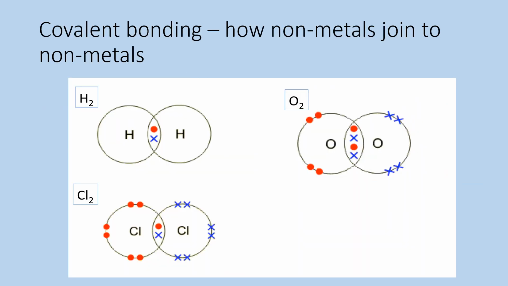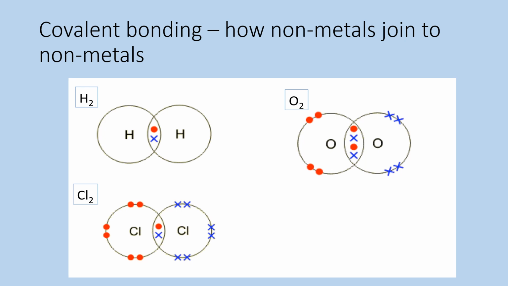The next type of bonding we're looking at is covalent bonding, which is a bonding between non-metals only. So it can be two or more non-metals joined together to get a full outer shell configuration of 8 electrons. And it's quite easy to remember covalent because co means sharing, so it represents the type of bonding where you're going to share.